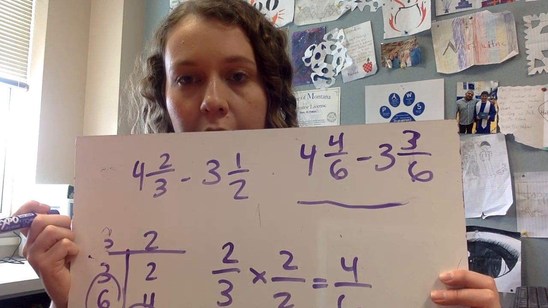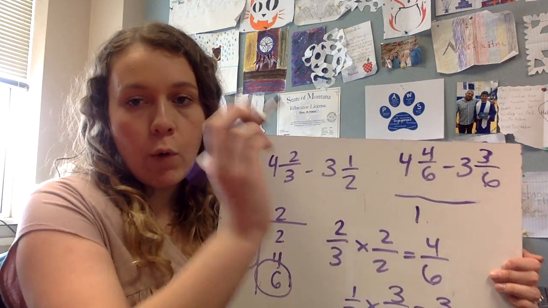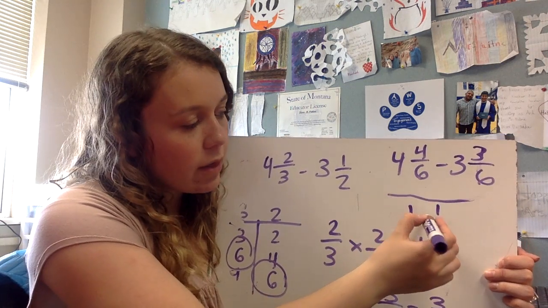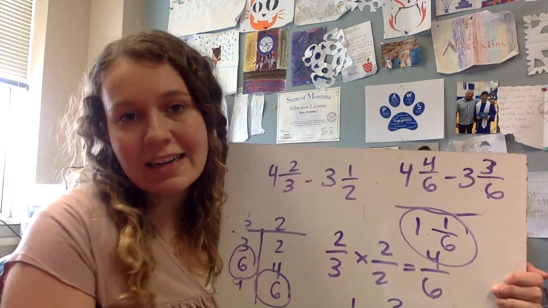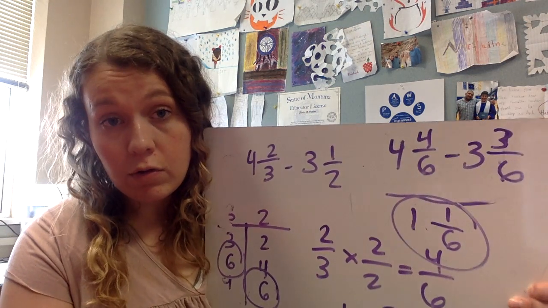So 4 minus 3 is 1. And then I don't subtract the bottoms because they're common. My answer is 1 1/6. So that is how you do problems with common denominators.